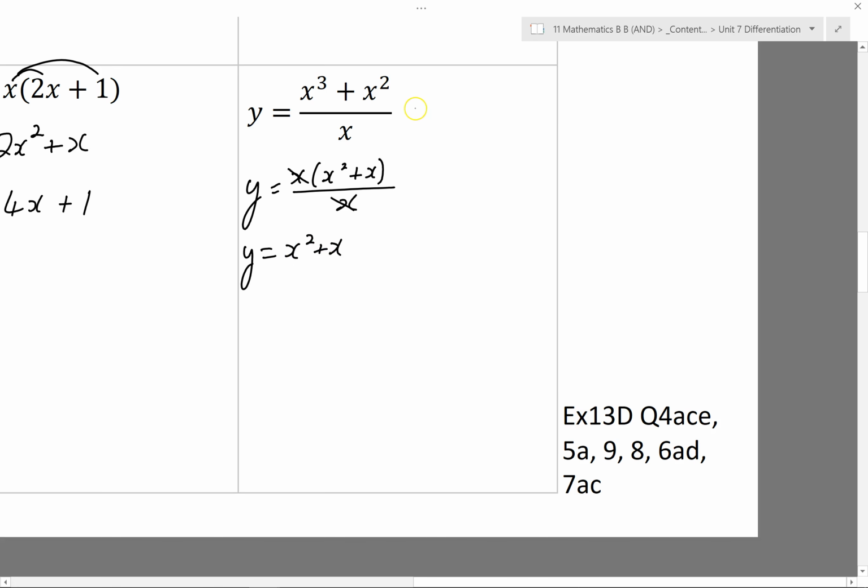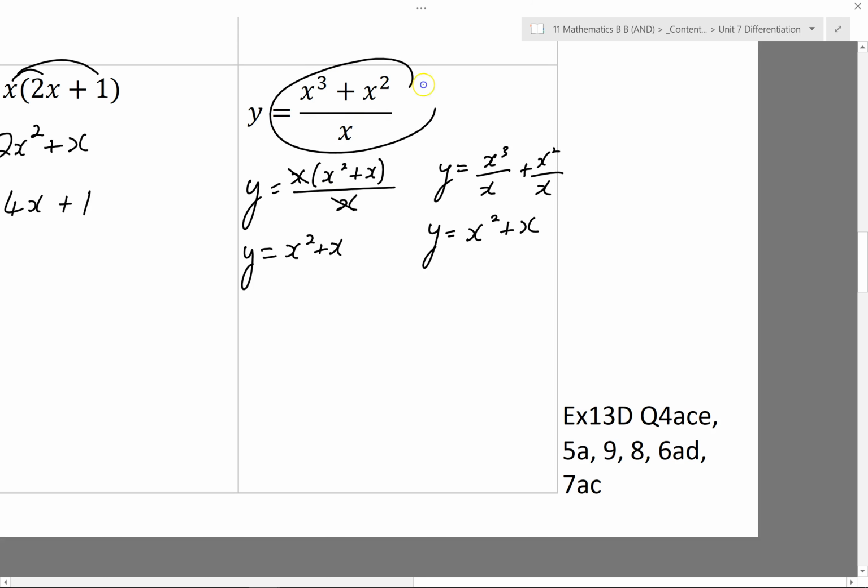Okay, an alternative way to do this is to divide both of these things by x. So I could write it as x cubed on x plus x squared on x. And I'd end up with, using my index laws, x squared plus x, exactly the same. So there are two ways to change this quotient, this division, into something more useful.